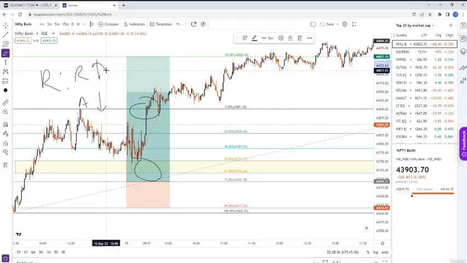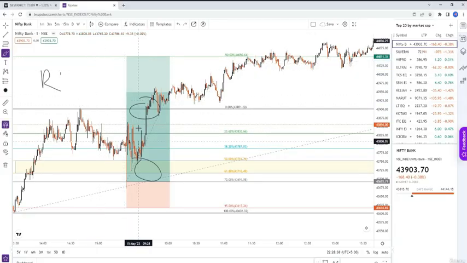Okay, so if you are looking for a big RR, you will get stop losses most of the time. And if you are looking for a small RR, your stop loss count will be low. So both are different methods.